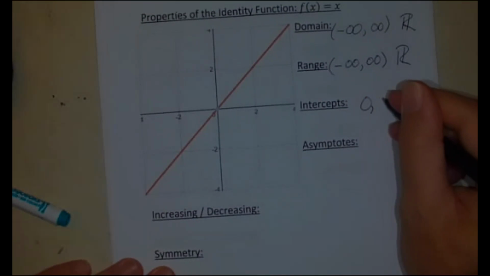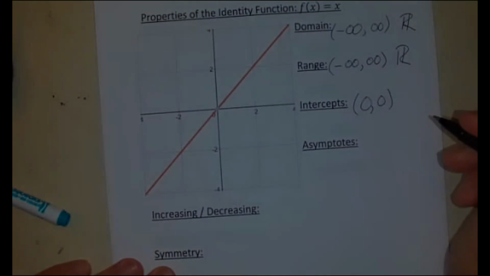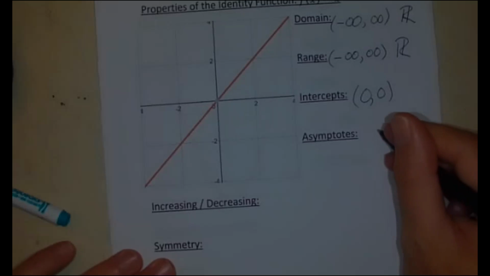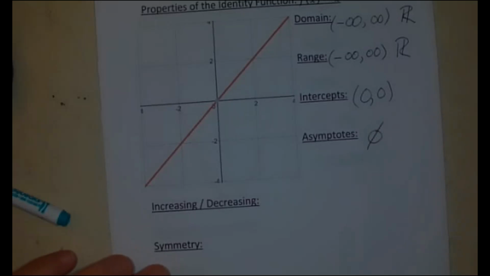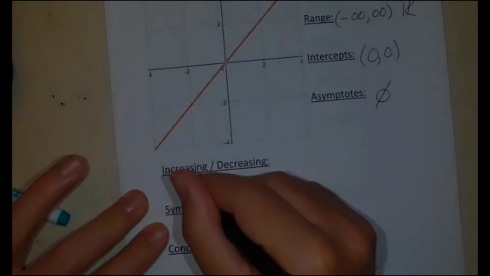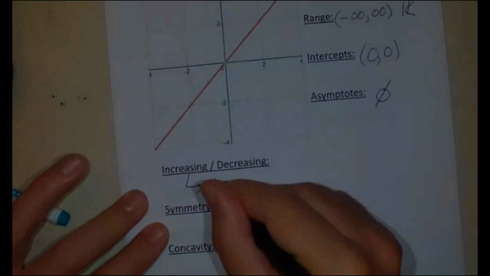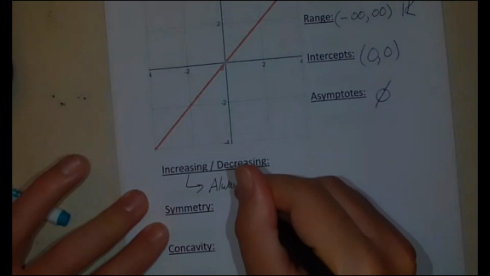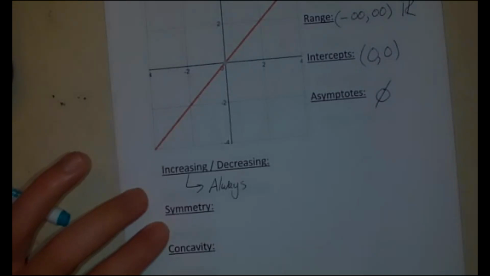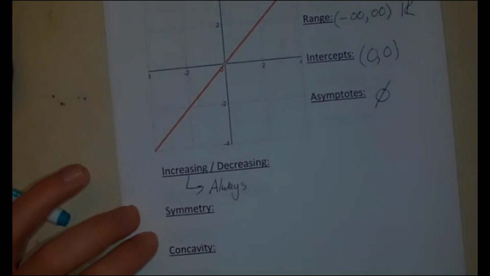My intercepts, both x and y, are the point 0, 0. It has no asymptotes, as none of the ones we will be exploring in the next little bit seem to. It is always increasing, meaning if I were to bicycle across the page from left to right, I would always be going uphill.